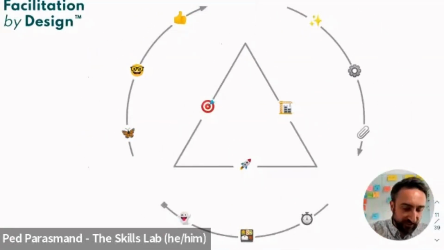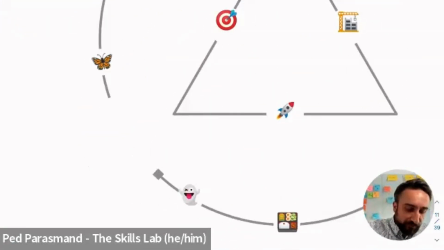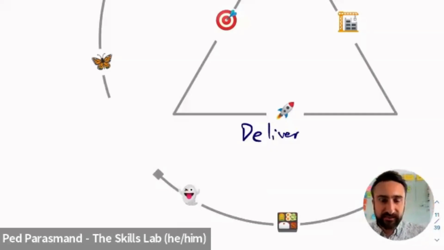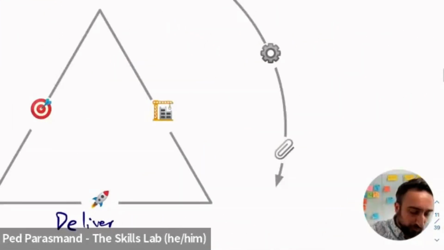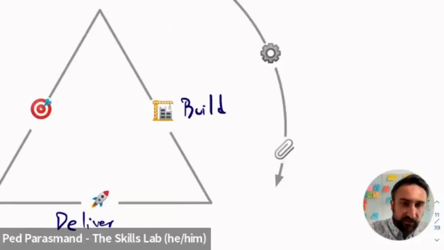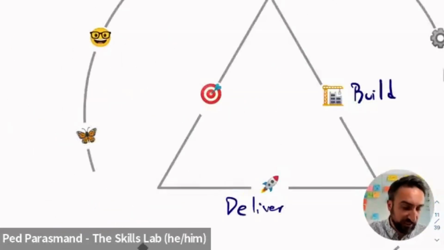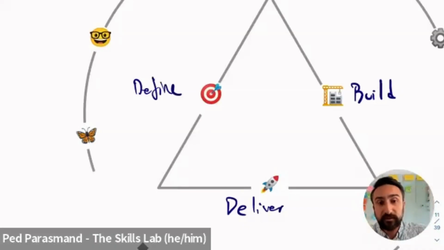So what's involved here? There are three pillars of great facilitation. Obviously, when we think about facilitation, it's all about delivering a great session. Of course, to deliver a great session, we've got to build a fit-for-purpose session. And to build a fit-for-purpose session, we have to really define the problem that this is solving and for whom.